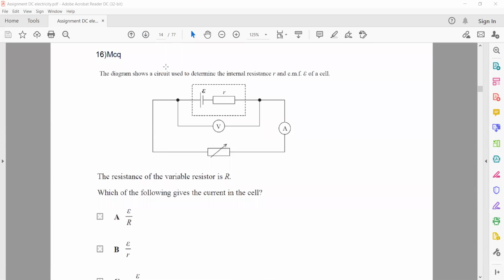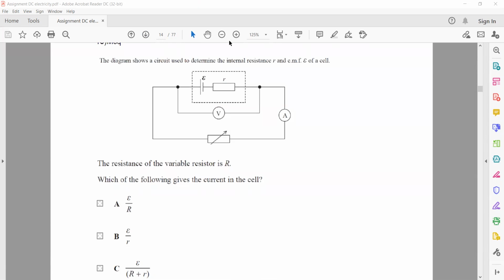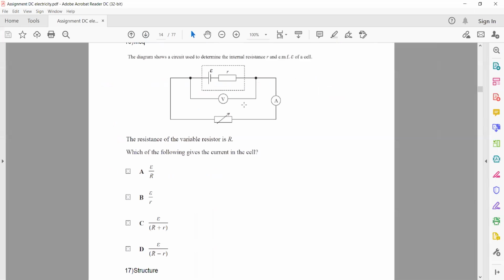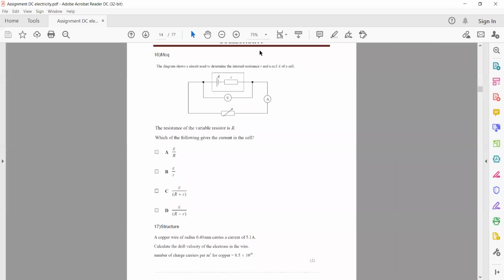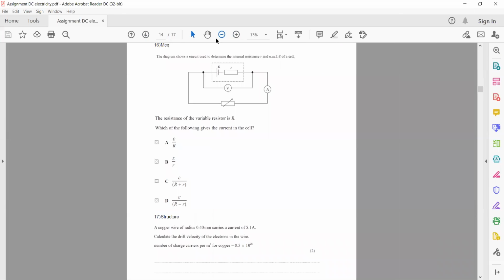Question 16. The diagram shows a circuit to determine the internal resistance, with a variable resistor. Which of the following gives the current in the cell? So how can we work out the current in the cell? We have the formula EMF is equal to I r plus I R. So if I take I common, EMF is equal to I times r plus R, or I equals EMF divided by r plus R, because the total current is total voltage divided by total resistance. So it matches with option C.